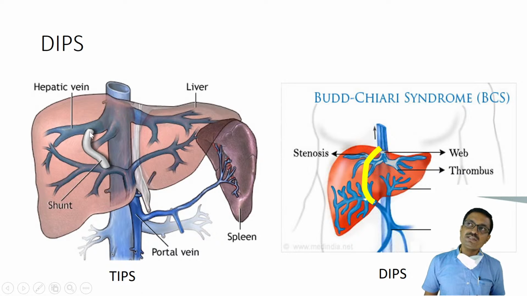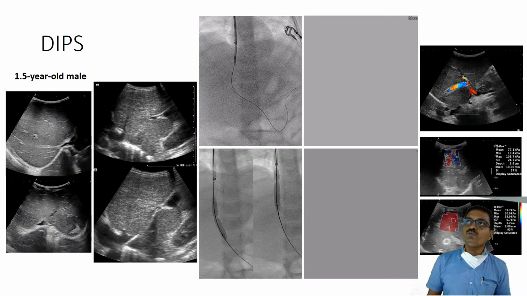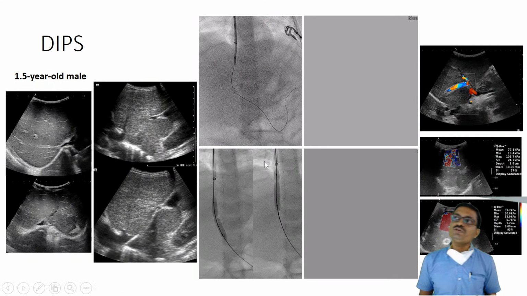So as you can see in this image, the distance traversed here is shorter compared to the distance traversed in the DIPS patient in Budd-Chiari syndrome, where we create a channel between the suprahepatic IVC and the right hepatic vein. And again, because of the caudate lobe, this distance further increases. So those are the challenges we face when we do a DIPS procedure in Budd-Chiari syndrome.